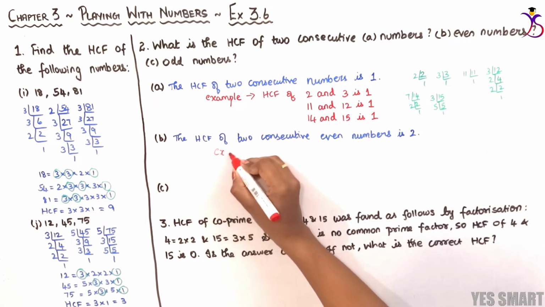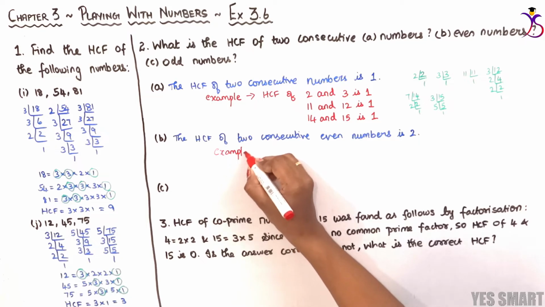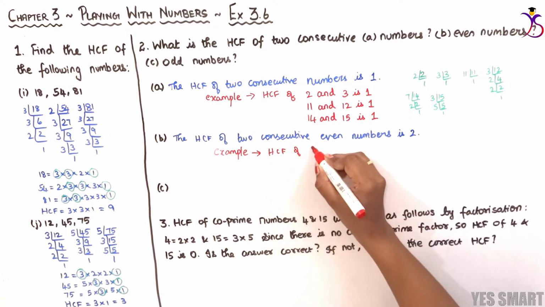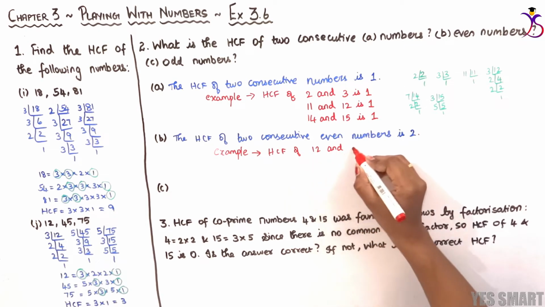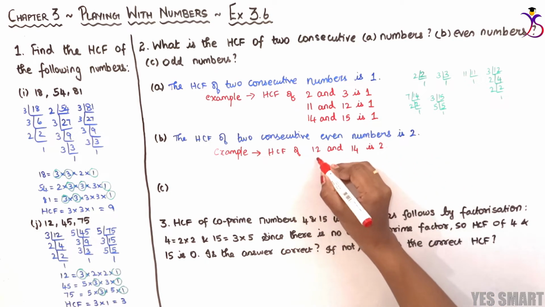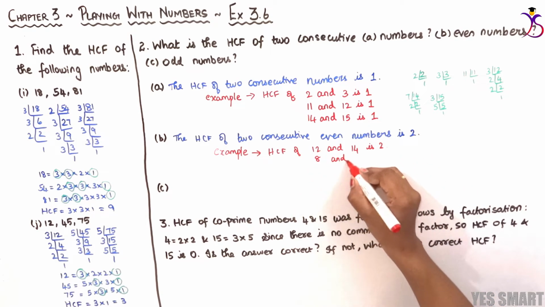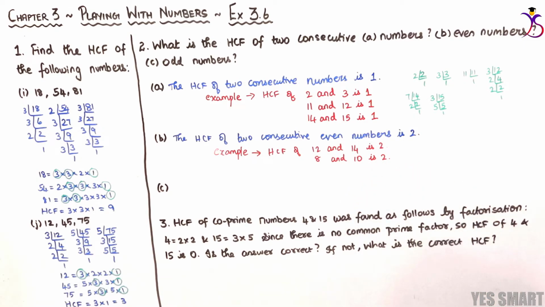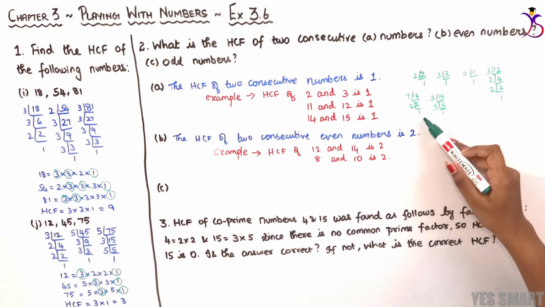Let's take an example and cross-verify. HCF of 12 and 14 is 2. And we can also take 8 and 10. The HCF will be 2. Whatever example we take, if 2 consecutive even numbers are taken, the HCF will be 2. For 12 and 14, we have already solved this. On observing, the common factor is 2.